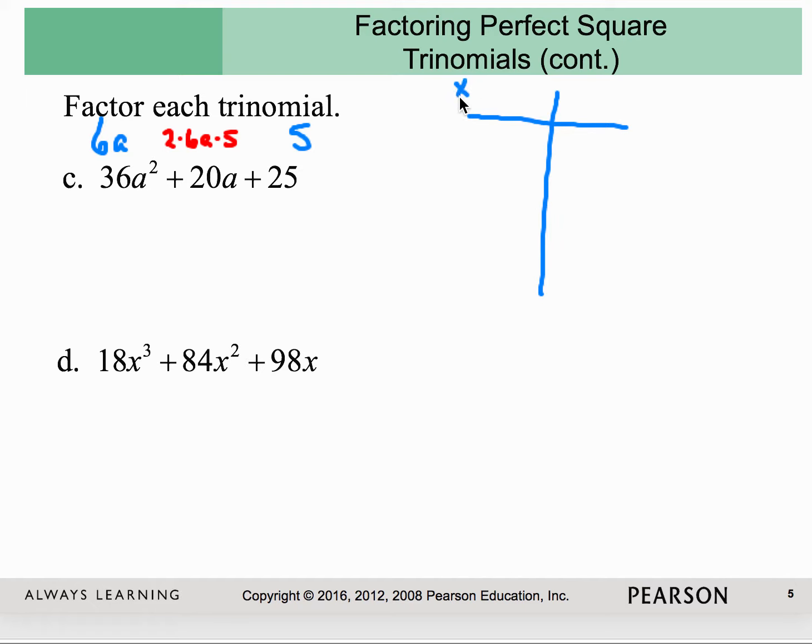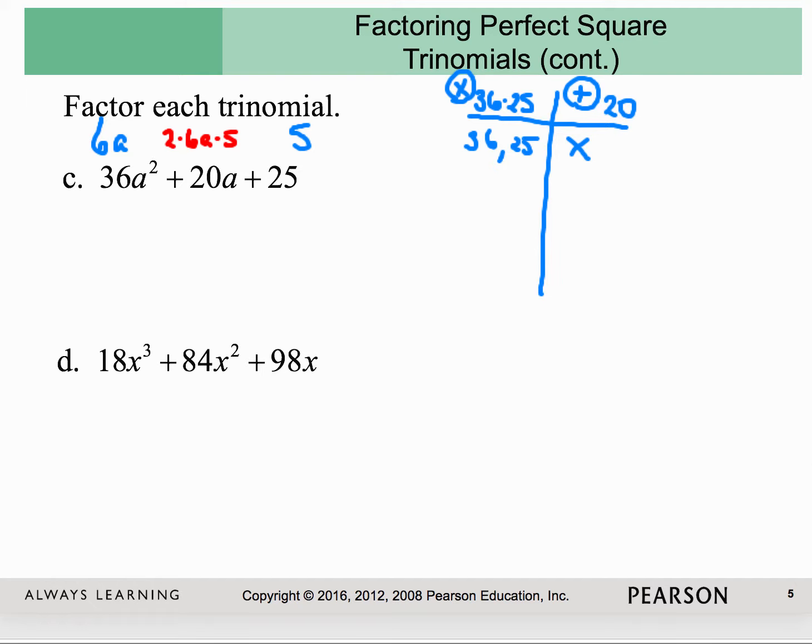I'm going to look for two numbers that multiply to give... remember what we did last time, I don't necessarily have to multiply that out. 36 times 25 and add to give 20. Okay, well, I've got 36 and 25, but when I add them, it's not 20. I don't know what it is, but it's not 20.